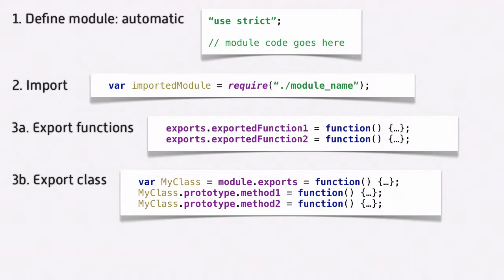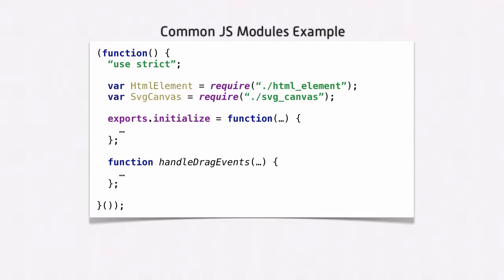Let's look at how this works with drawing area. I've got this module wrapped in an IIFE with use strict. That's really not necessary, but it's the way my IDE is set up and the way my linting is set up. So I just use that, but you don't have to. Again, here we're going to require HTML element and assign it to the local variable. Same with SVG canvas. And then we'll export the initialize function by just assigning it to exports. Our handle drag events function we don't export, which means that it's private to this module. Nobody else is going to see it.